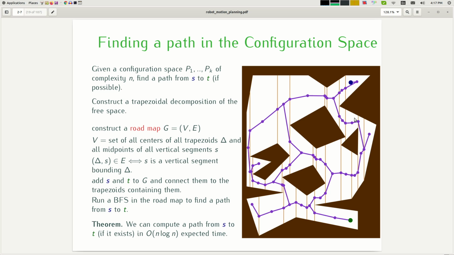So therefore, we can compute a path from S to T if the robot is a point robot in n log n time. And where does the n log n time come from? Well, it just comes from the fact that we need to build a trapezoid decomposition. That's where it takes most of the time.